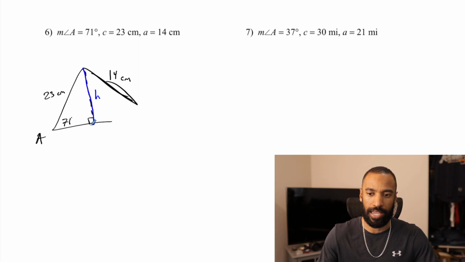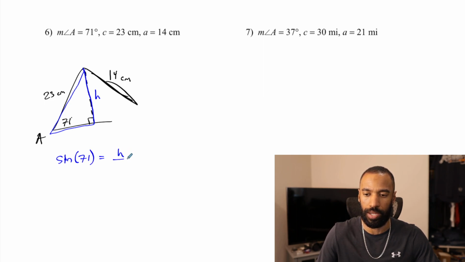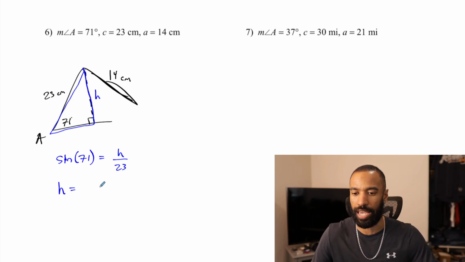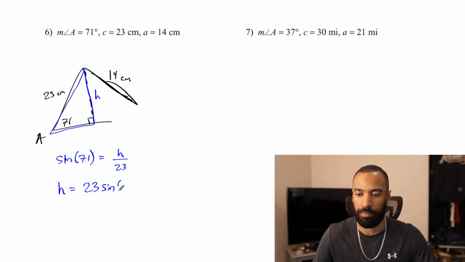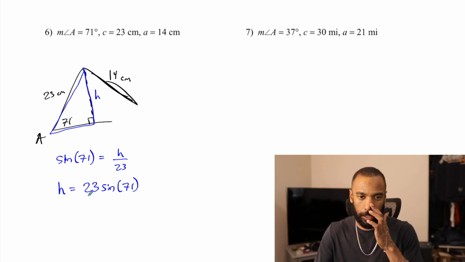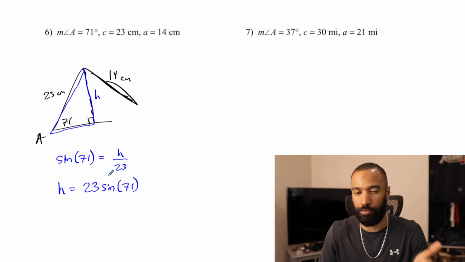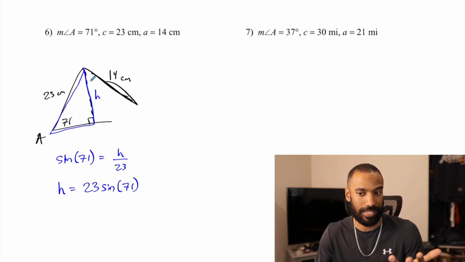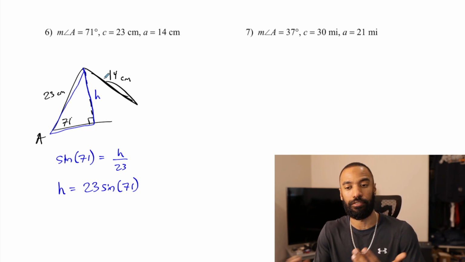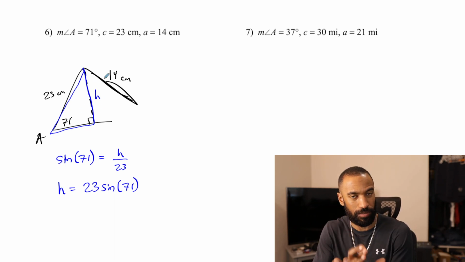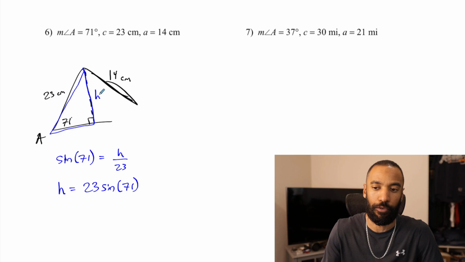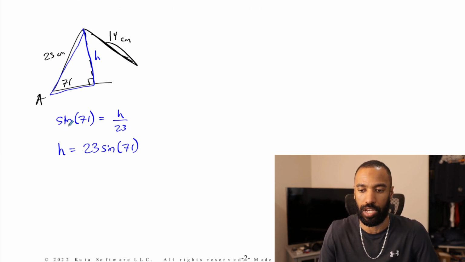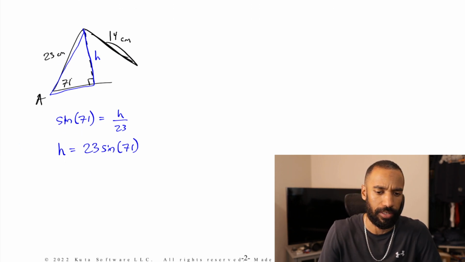And in this right triangle, I can determine this h value by using sine. The sine of 71 is h over 23. So h is 23 times the sine of 71. If 14 is less than that value, then 14 is not long enough to even reach the shortest length I can make. If 14 is longer than it, then you can reach, and we'll talk about that. But let's check that out in the calculator here.